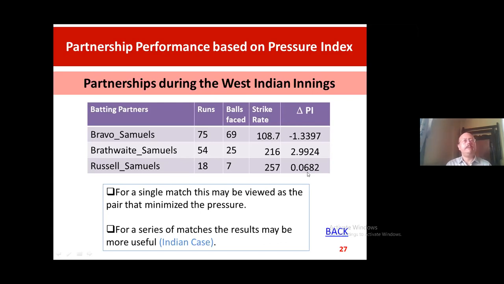One way to use this kind of calculation is to identify for a particular match which pair minimizes the pressure the most, which pair can be identified as instrumental in reducing pressure. We can also use this kind of calculation over a series of matches for comparing performance of different partnerships over a longer span of time.